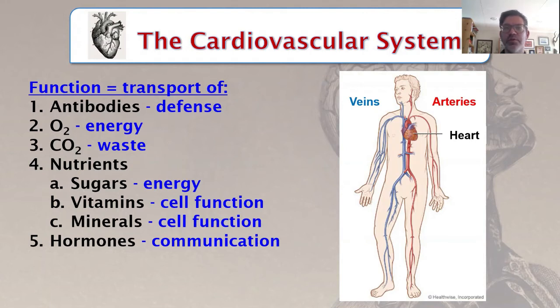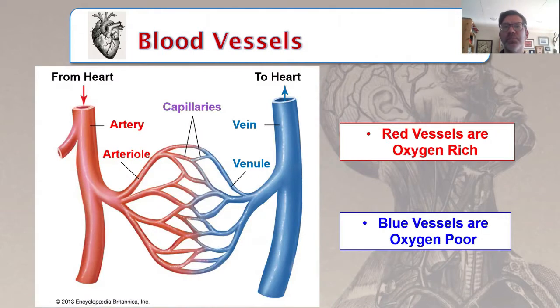The cardiovascular or circulatory system consists of the heart, blood vessels, and blood. Its function is to transport materials to and from cells to the outside of the body. These materials include antibodies for defense against pathogens, oxygen and sugars for energy, carbon dioxide and other waste products, vitamins, minerals, and hormones. There are two types of large blood vessels, veins and arteries.